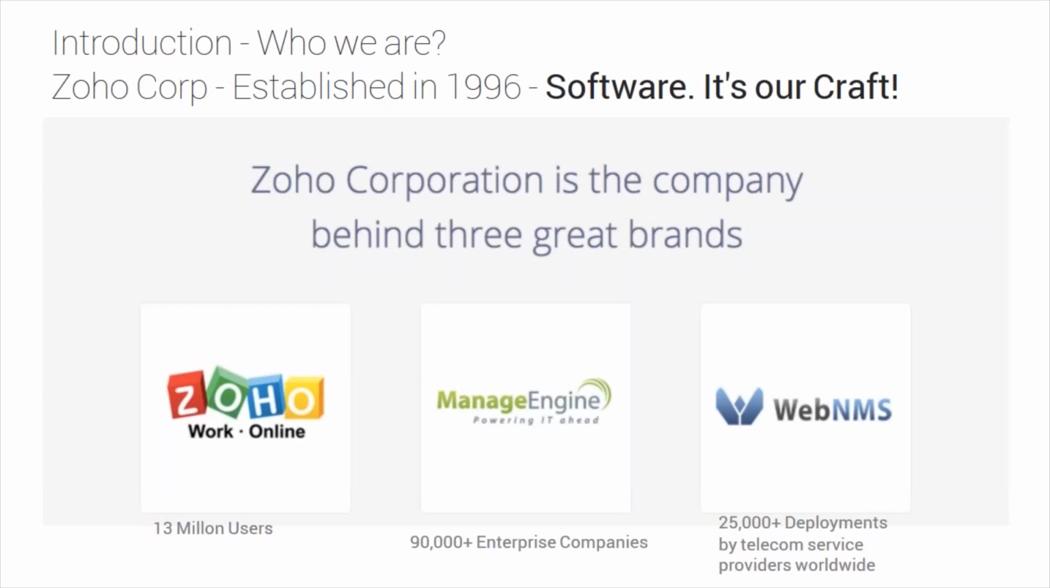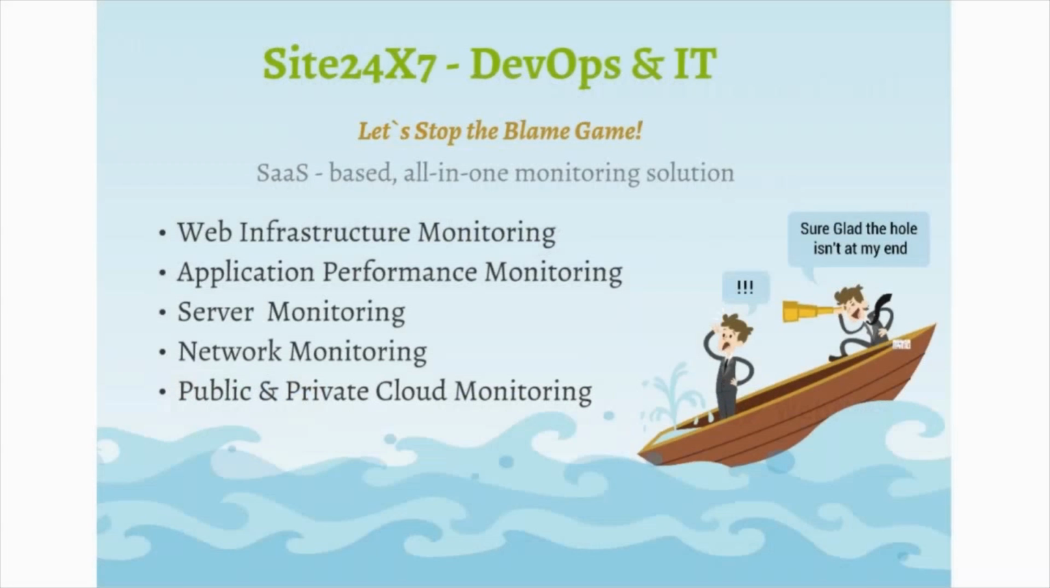And Site24x7 is, we can say, the cloud wing of ManageEngine. It has close to 25 plus products in its portfolio. More than 90,000 enterprise companies use our products. And WebNMS is a framework solution model which helps to build customized solutions. That's pretty much about who we are and what we do.